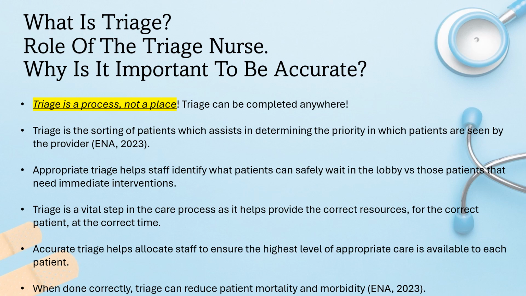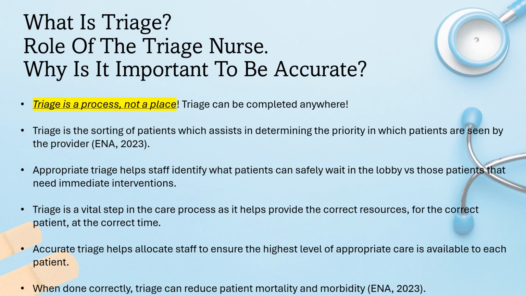Triage is a vital step in the care process as it helps provide the correct resources for the correct patient at the correct time. Accurate triage helps us allocate staff to ensure the highest level of appropriate care is available to each patient. And when done correctly, triage can reduce patient mortality and morbidity. It is super important that we get this correct.